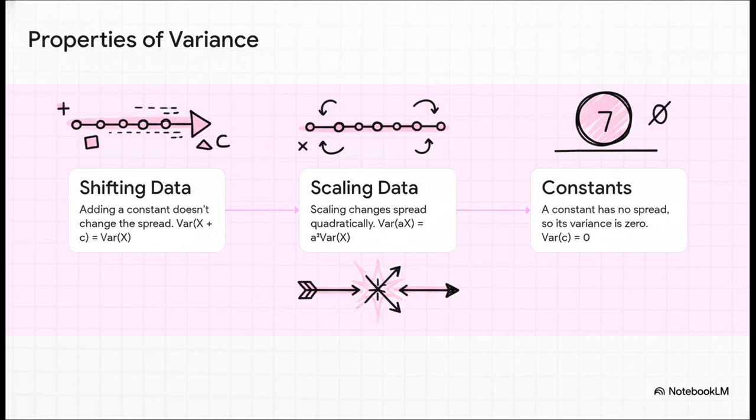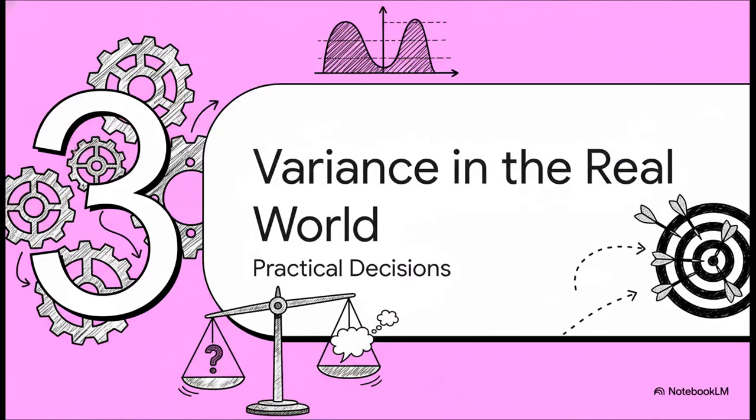But what if we scale it? Say we multiply every score by 2. Well, that's different. The variance actually scales up by that number squared. And finally, the easy one. What about just a single constant number, like 7? Well, a single number has no spread at all, so its variance is just 0. Simple as that. All right, enough theory.